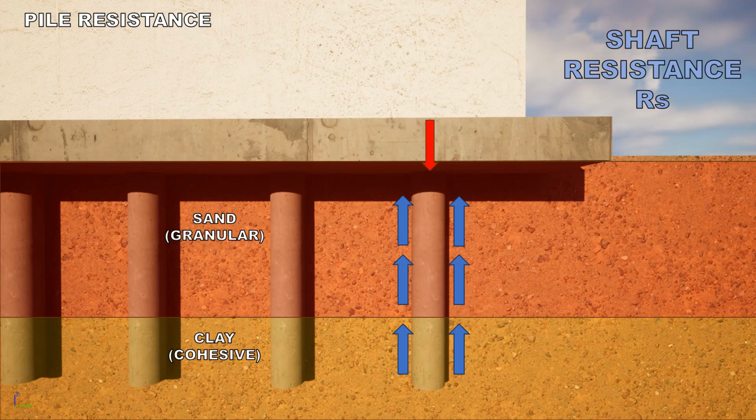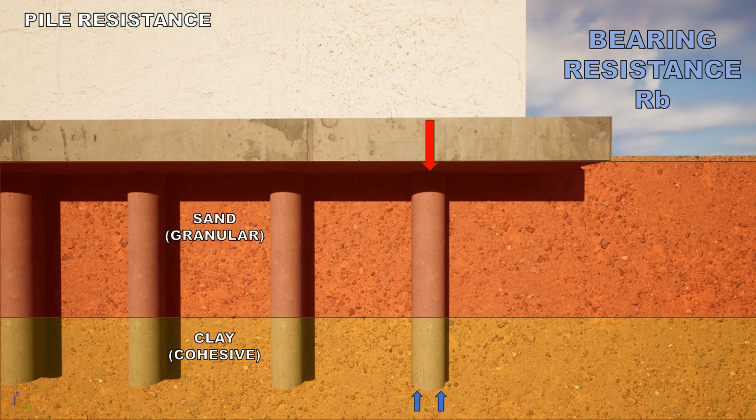Piles resist loading in two ways. Firstly, through shear stress at the interface of the shaft and the ground, which is commonly referred to as skin friction for granular soils and adhesion for cohesive soils. And secondly, through bearing at the base of the pile, known as end bearing.